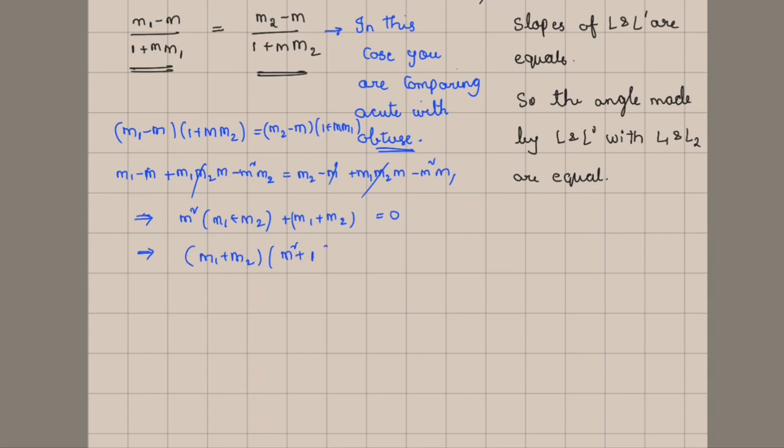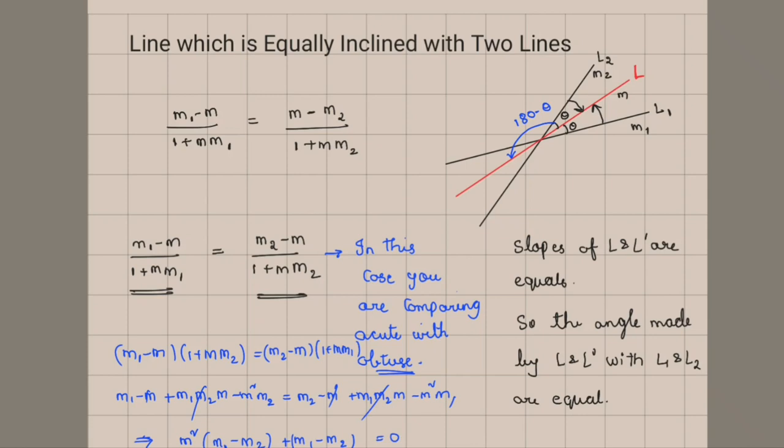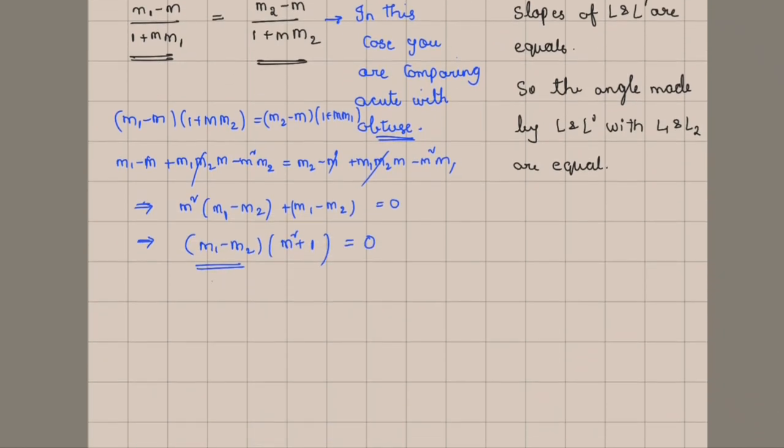Which gives m1 minus m2 into m square, sorry, this is m1 minus m2. Similarly, this is m1 minus m2, which gives equal to 0. If m1 equals m2, then these two lines are parallel. Then there is no case of finding the angle which is equally inclined. So this is non-zero. So m square plus 1 equals 0. Do we have a solution for this equation? No, because m is imaginary, which is i. No solution.